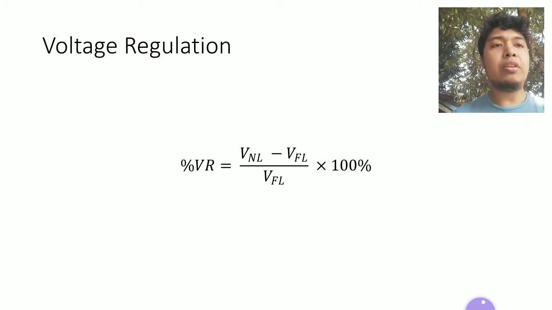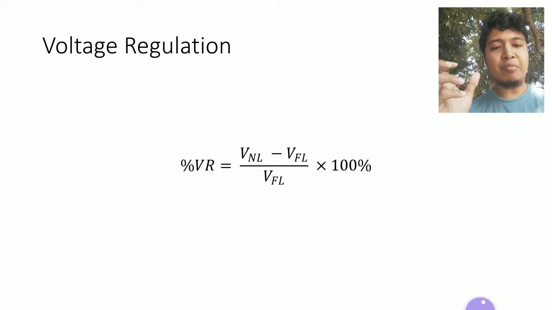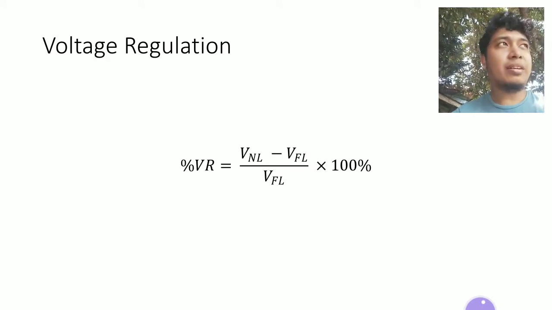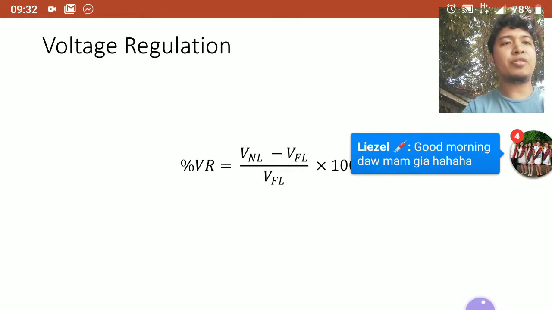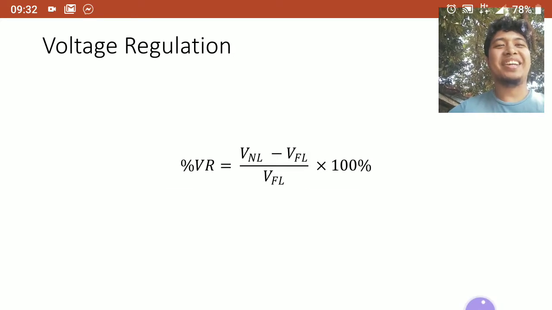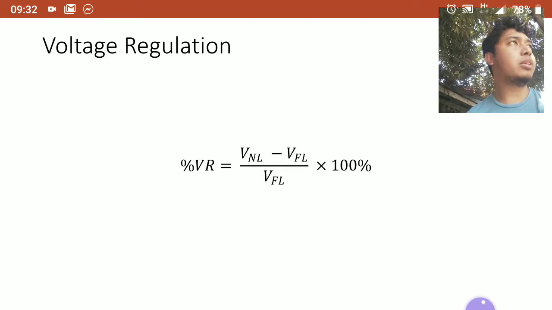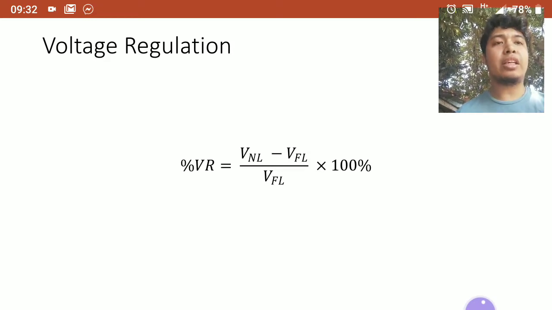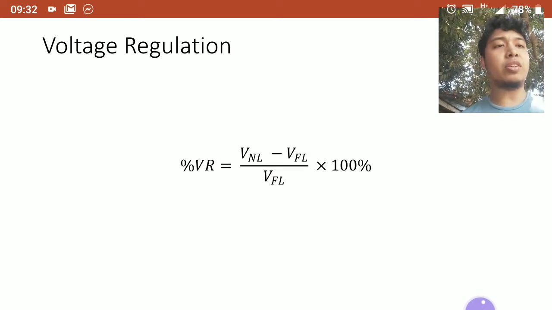For the voltage regulation, this is how you measure the performance of your generator. You have the voltage regulation, which is basically ano ba yung voltage niya at no load versus ano yung voltage niya at full load. Okay, divided by voltage at full load. Okay, so you'll see the differences in the voltages kapag binabago mo kasi yung loading.